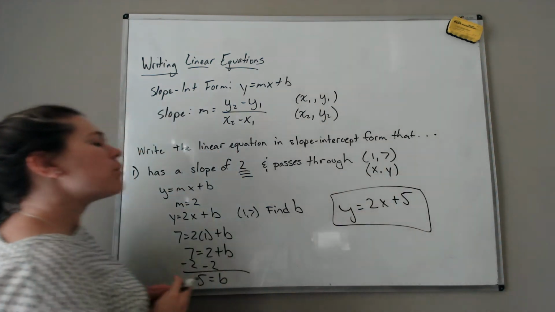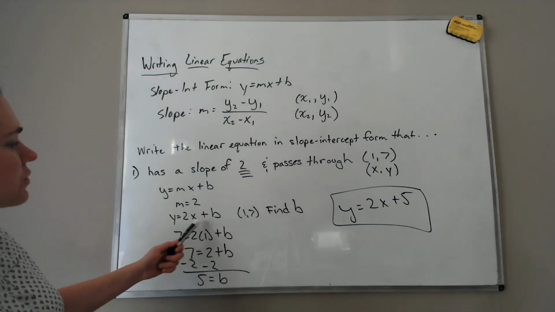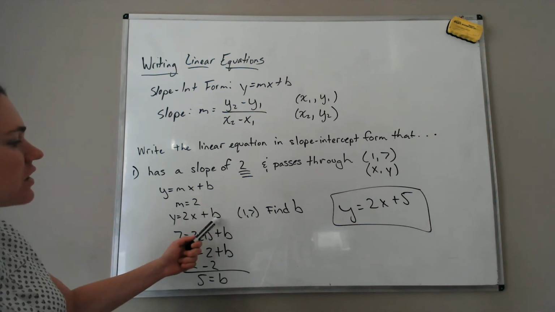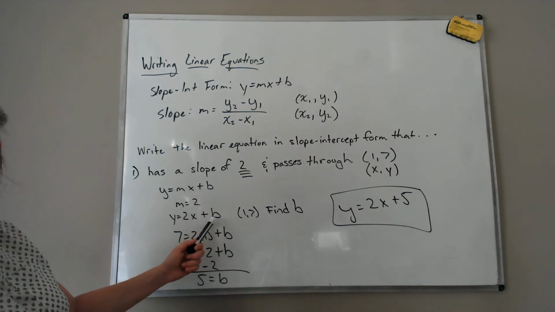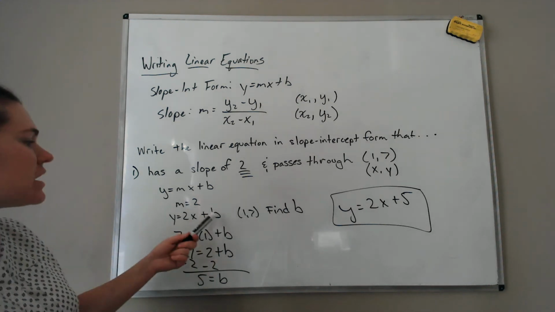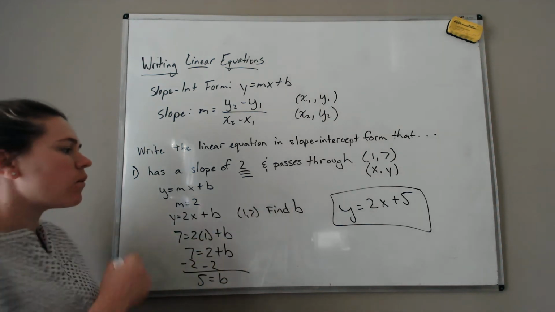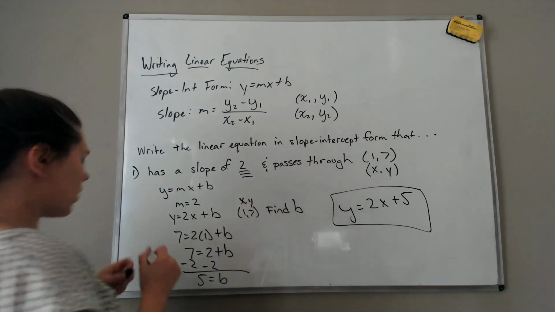Okay? If you have a point that falls on the line, you can always plug it in, because notice y equals 2x plus b. We have 3 unknowns, and we need to solve for b. If you're going to solve for one of the unknowns, you can't have multiple unknowns. So b can be the only variable. So x, y, you plug in the point x comma y, 1 comma 7.